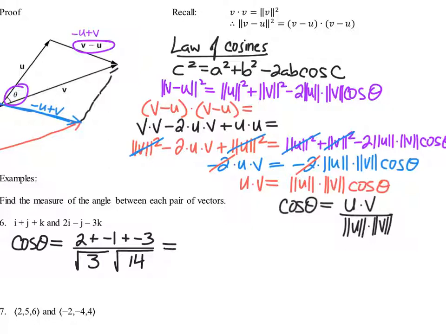So on the top, we're talking -2. Wait, why is it negative? Why is it 14?